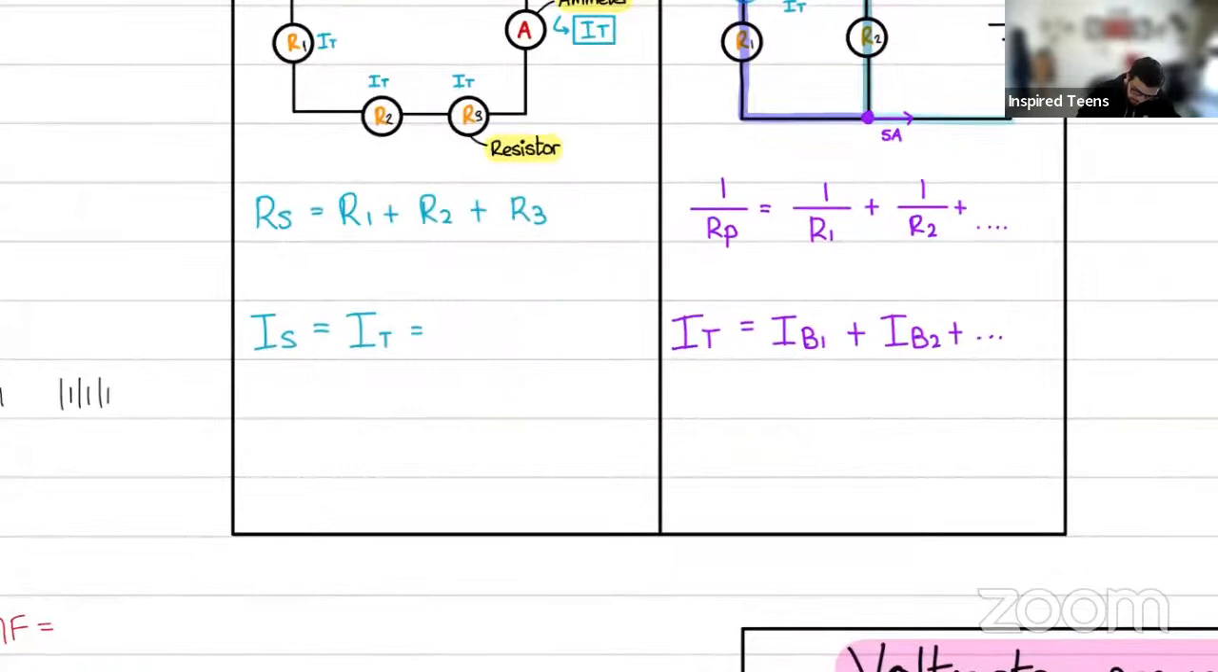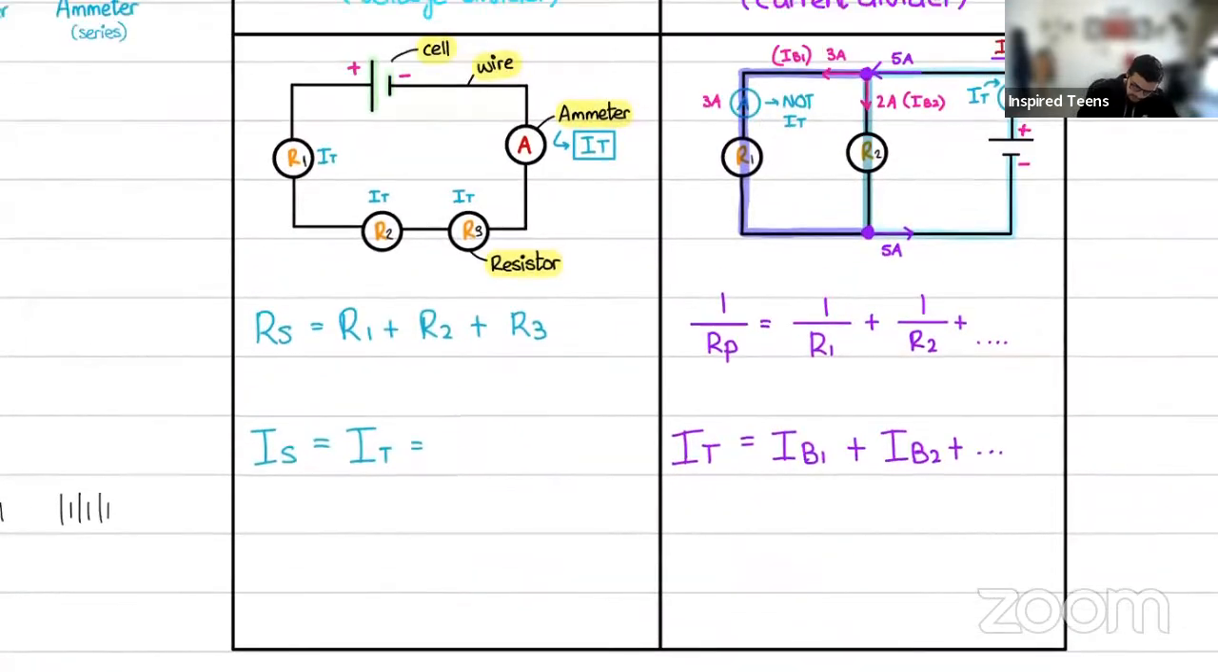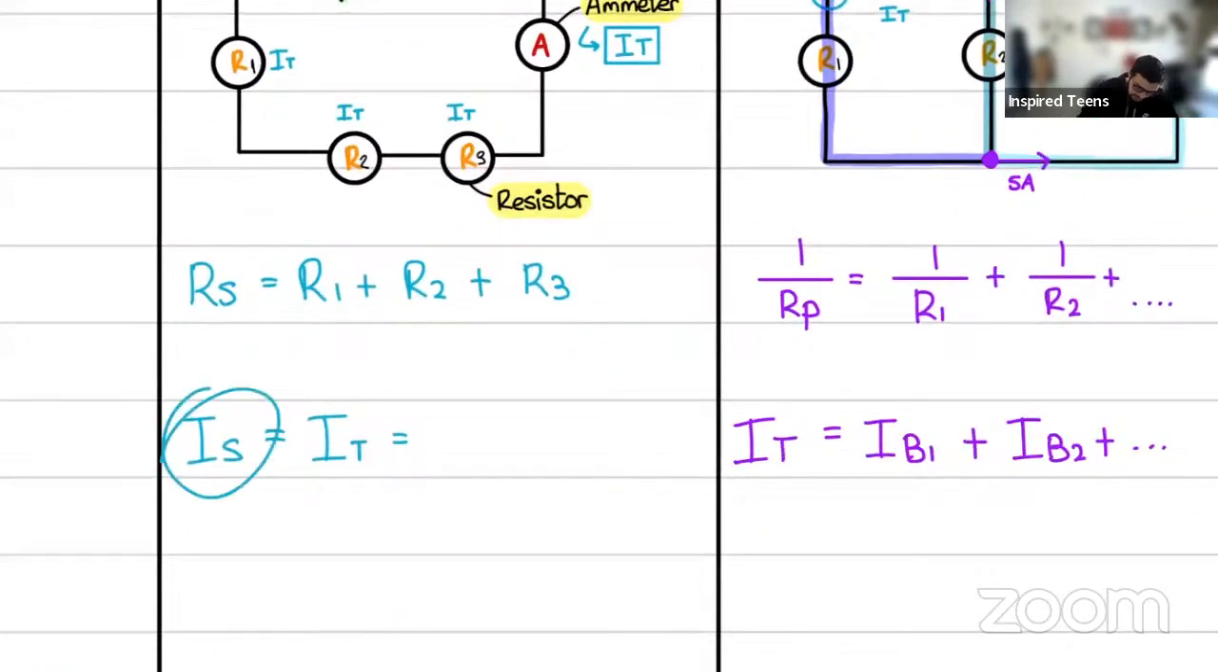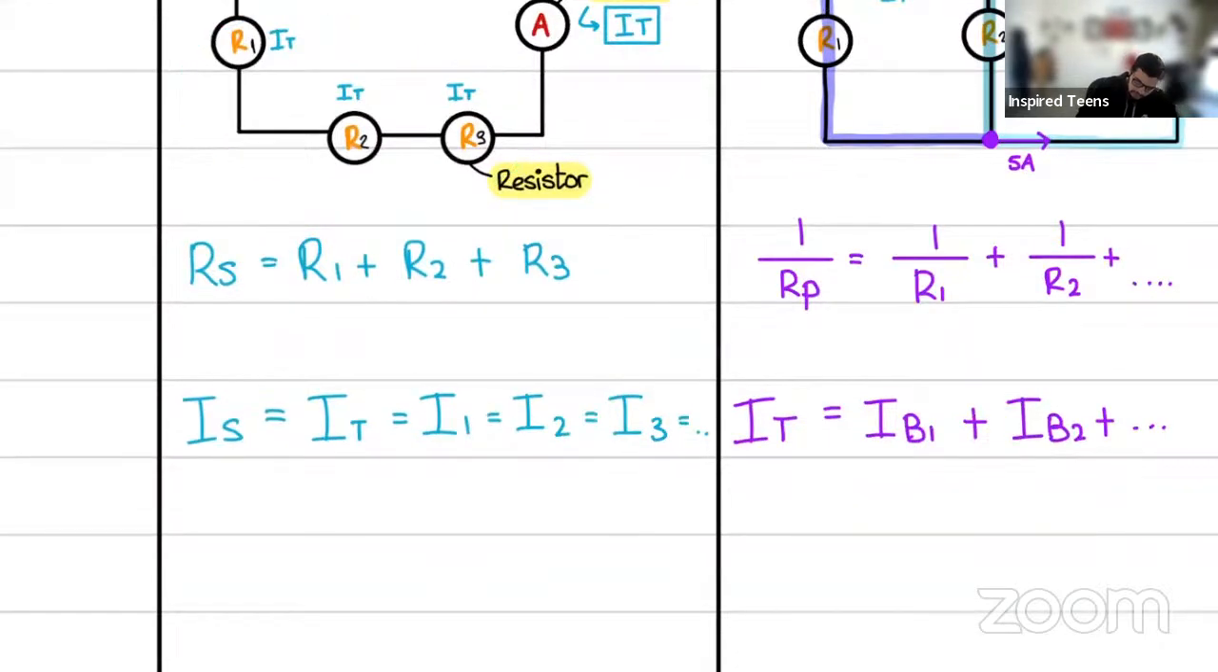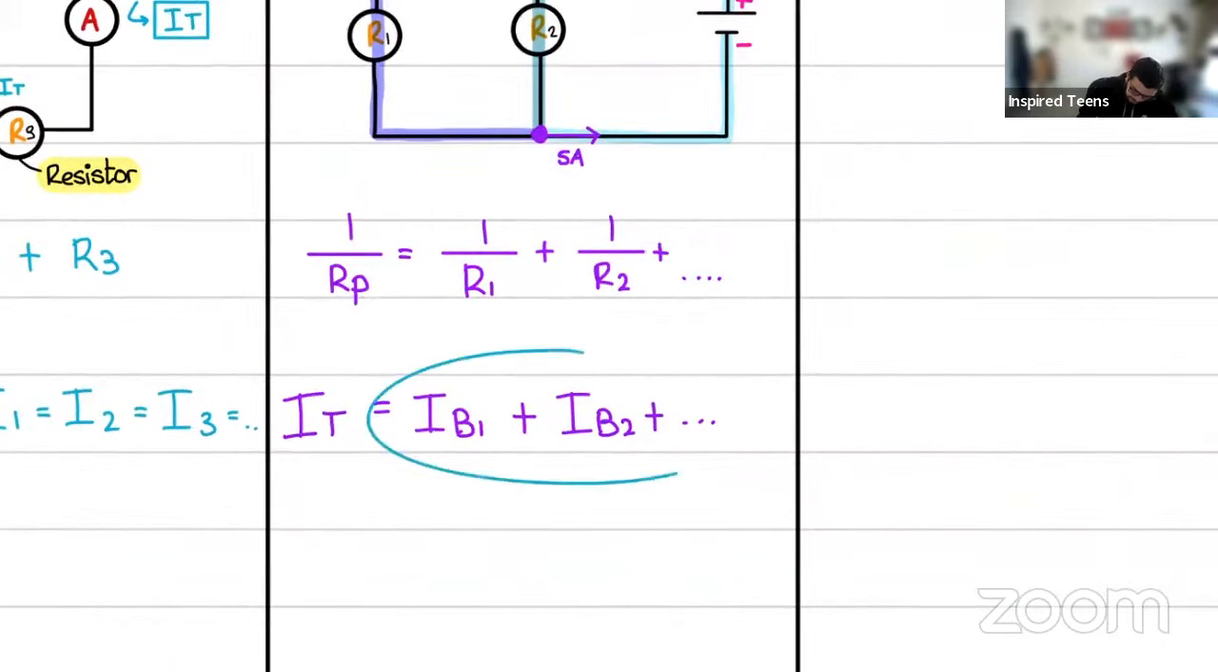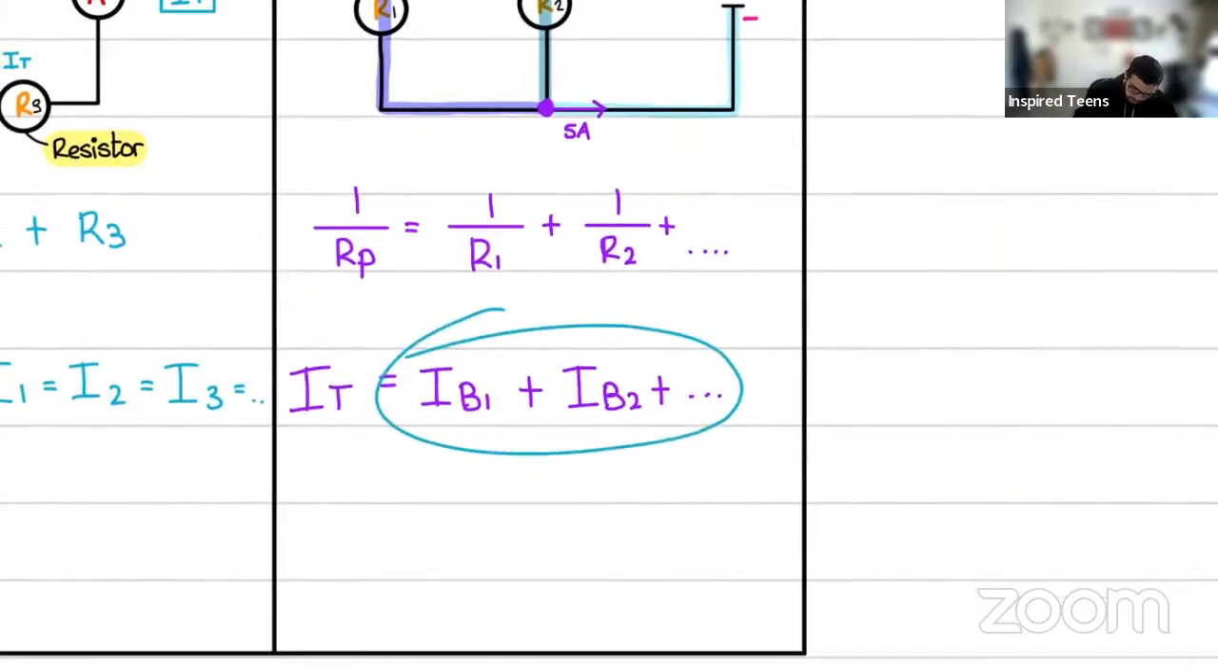So just by the way, let's complete this. The current in a series circuit is equal to the total current. It's equal to the current that goes through resistor 1, equal to the current that goes through resistor 2, equal to the current that goes through resistor 3, and so on if there are more resistors. So this is the case in series. In parallel, they split. That's why I can represent it by adding them up.